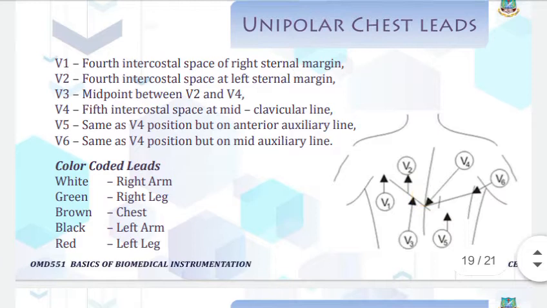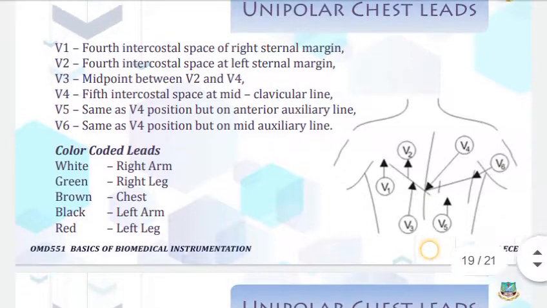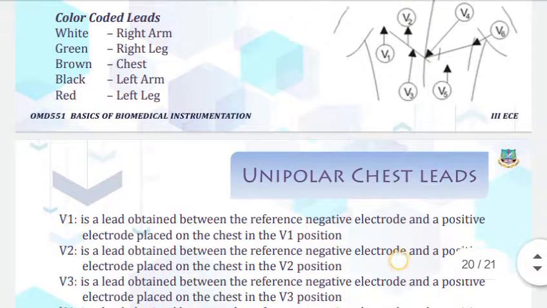For identifying these leads, the ECG potentials are measured with color coded leads. White is used for the right arm, green is used for the right leg, brown for the chest, black for the left arm, and red for the left leg. Okay, those are the positions where we place these.